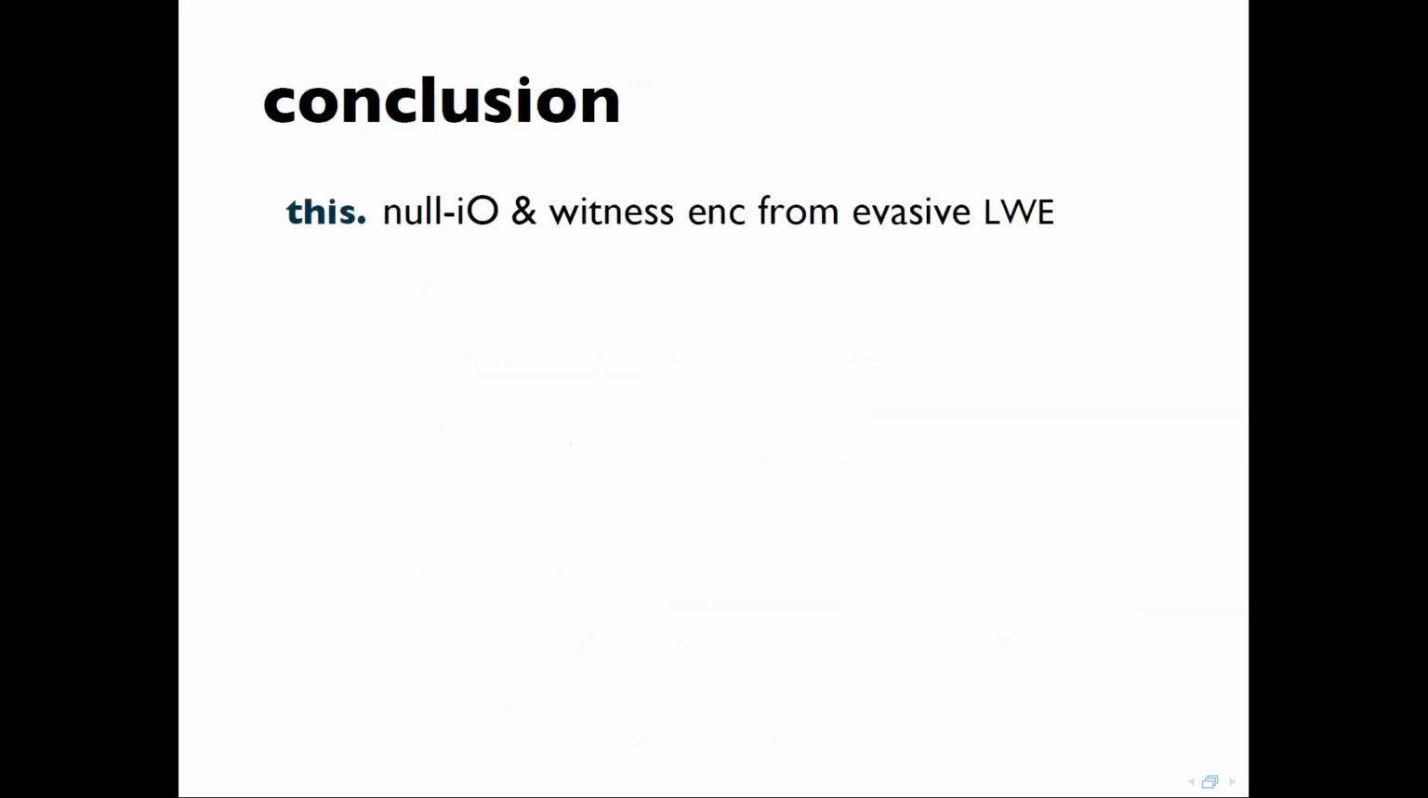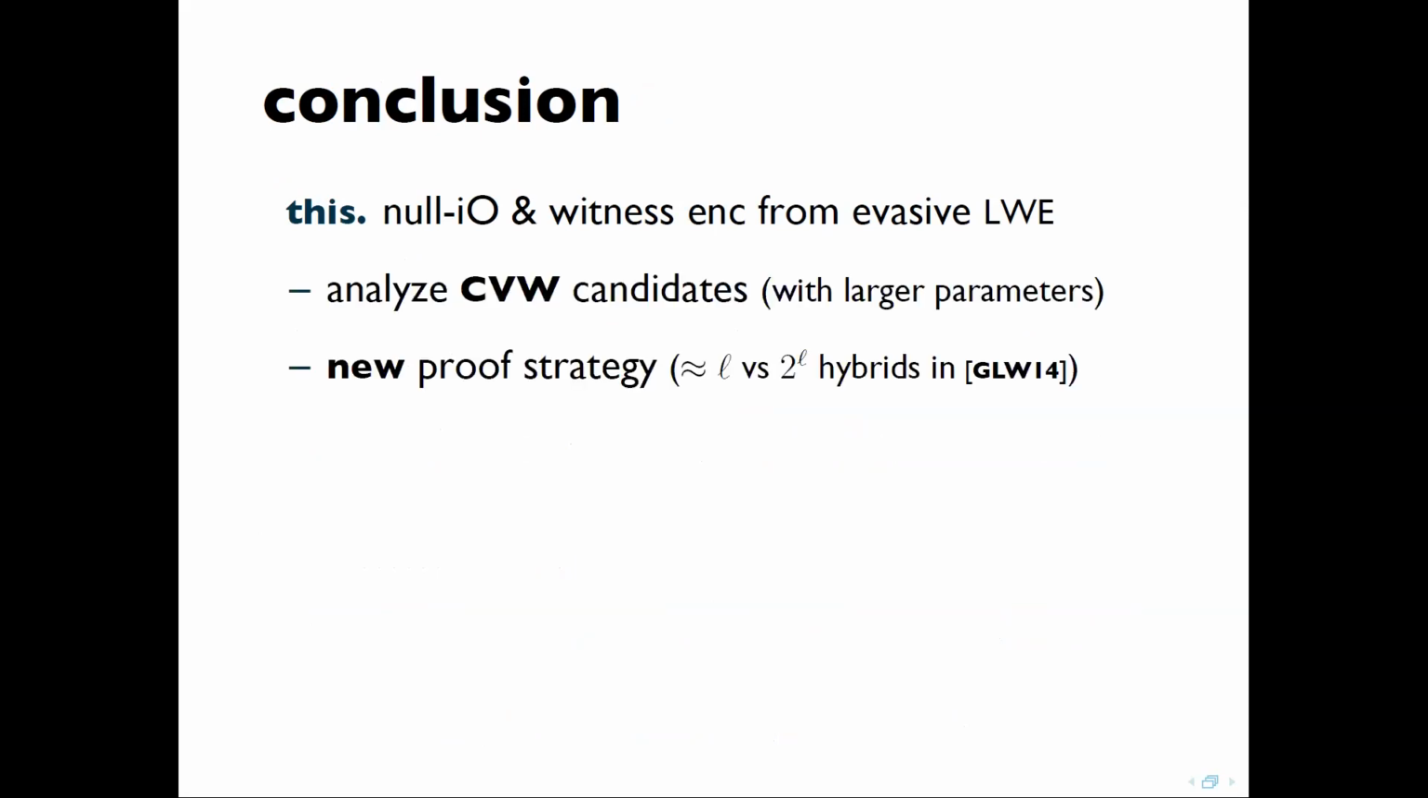Let me conclude. So basically, we showed now IO and witness encryption schemes from the evasive RWE assumption. In particular, we analyzed the CVW candidates. Our security proof requires instantiating these candidates with slightly larger parameters than in the original candidate. That's one caveat of our analysis.